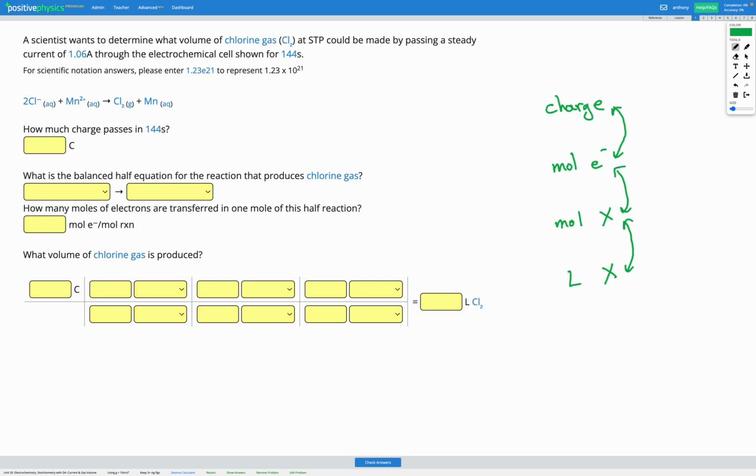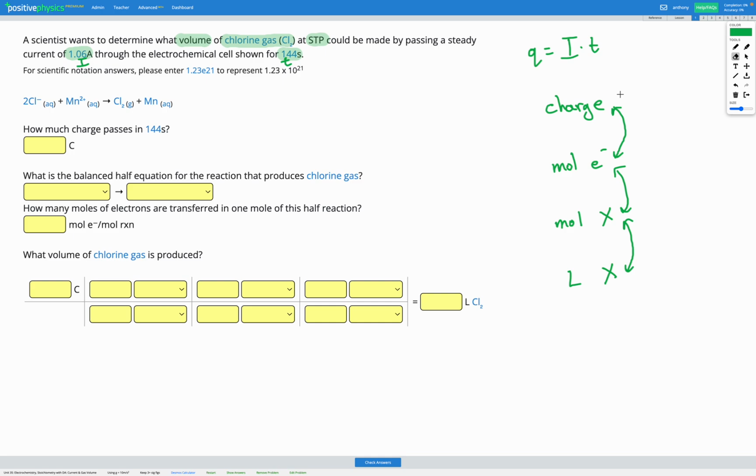We're also going to be using the Q equals IT equation to convert between charge and current and time. In this particular question, we're told a scientist wants to determine what volume of chlorine gas, Cl2, at STP could be made by passing a steady current of 1.06 amps through an electrochemical cell for 144 seconds. So we can see here we've been given the current, that's going to be I in our Q equals IT equation. We've been given the time, 144 seconds, that's the T in our Q equals IT equation. So we'll be using that to find the charge.